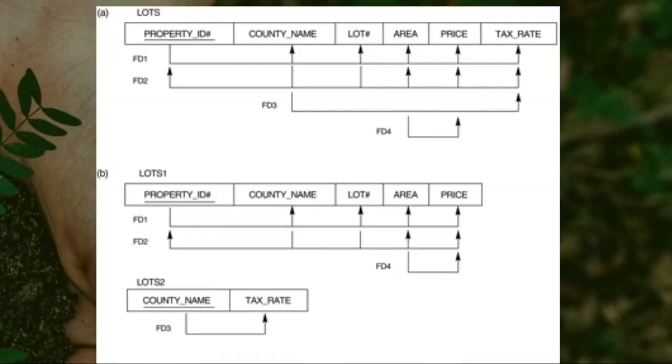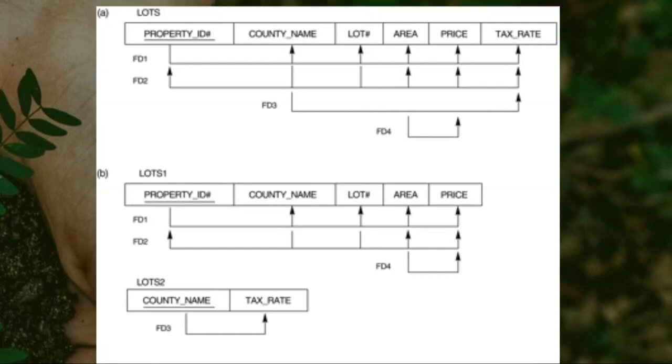So we are going to remove that. We are going to create a separate relation for country name and the tax rate, because country name determines the tax rate. We still have the country name attribute in the first relation, and we take a separate relation with the country name as the primary key, and it determines the tax rate.